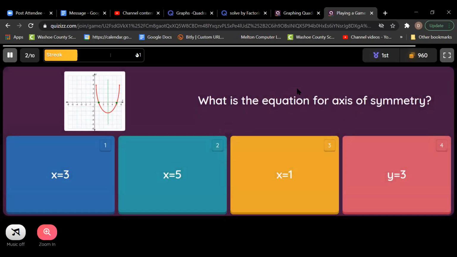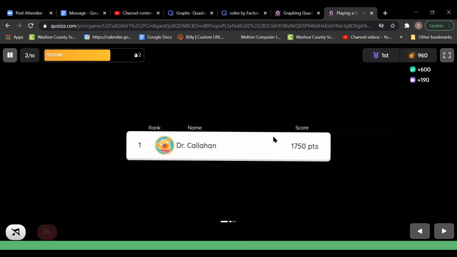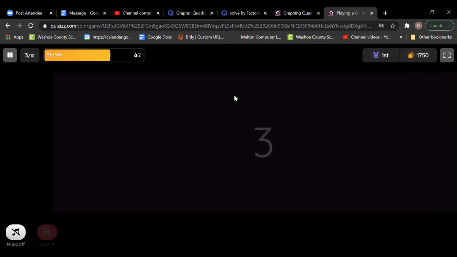Okay, so then what is the equation for axis of symmetry? Remember, your axis of symmetry is the one that goes up and down right here. So when you fold it, it's exactly the same, and it looks like it's x equals 3. Awesome. It's a good thing that I'm getting this right.